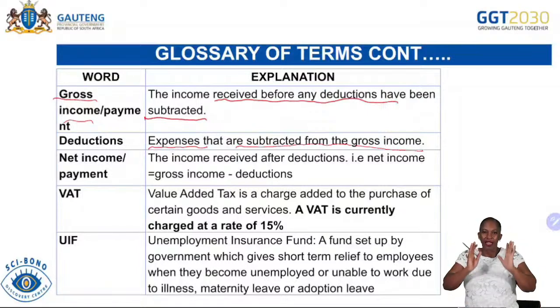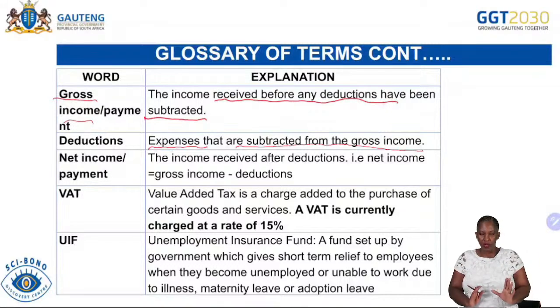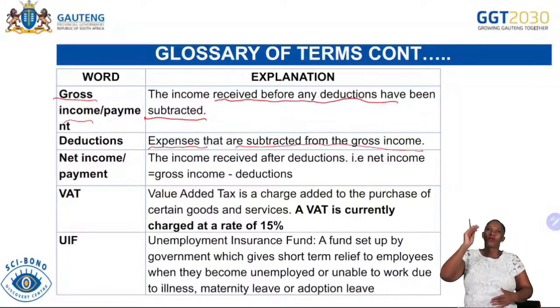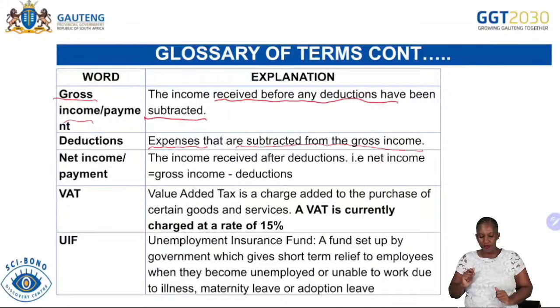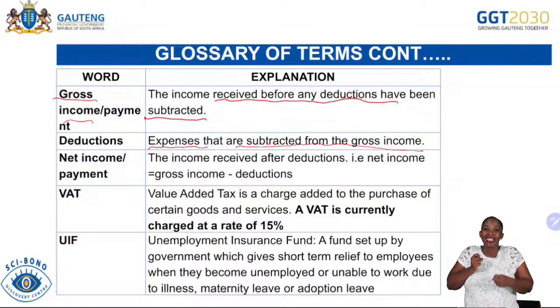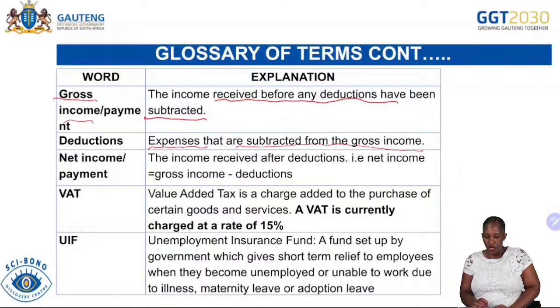And then after the deductions have been concluded, they add the deductions and they say, okay, fine, 20,416, and your deductions amount to 10,000. So what will be my take home now, which is the net income? Net income is what is left after the deductions have been subtracted. So the net income is the income received after deductions. So net equals gross income minus deductions.